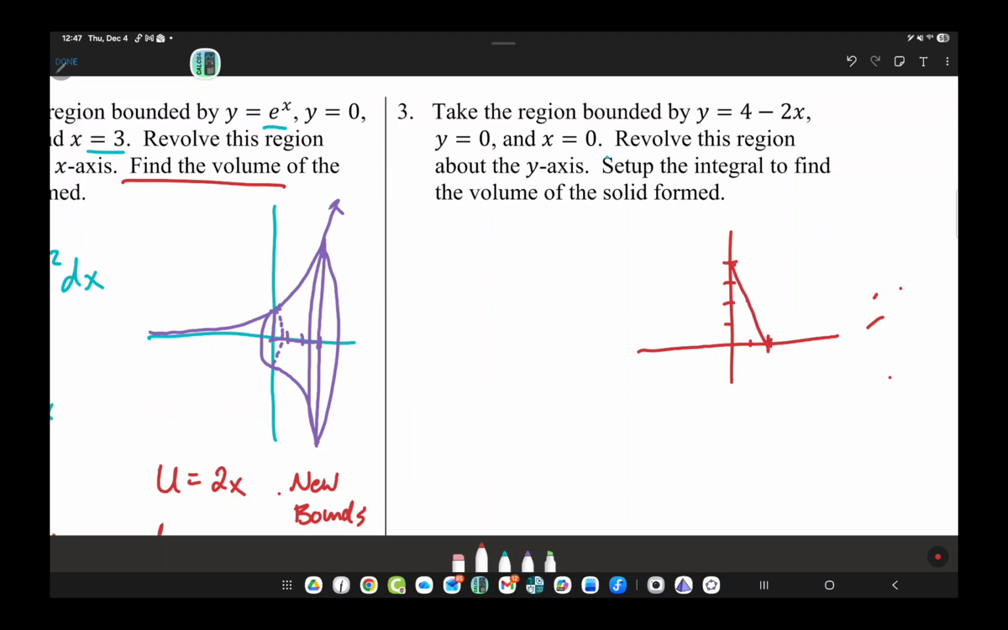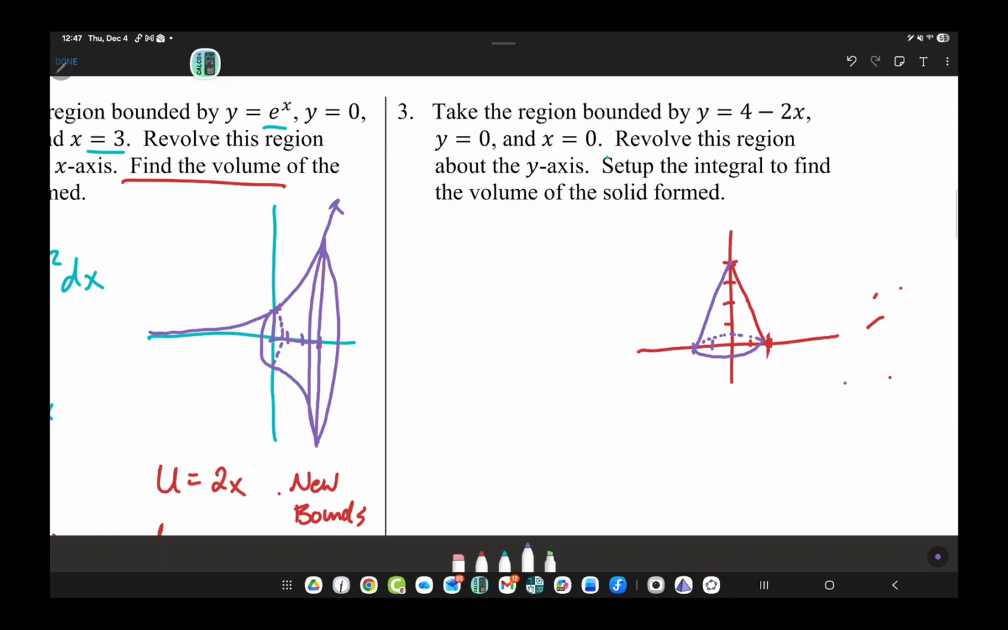All right. Now we are going to rotate this around the y-axis. So it's going to go over here and rotate around, forming a cone. So if you really wanted to use the formula for a cone to solve this, you could. Now, are we going to do that? No.